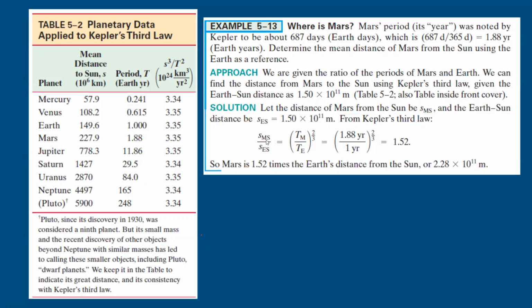Okay, so the ratio S of Mars over S of Earth, we can now get based on the period. 1.88 years for Mars, and for Earth it is 1 year, because Earth has 365 days. Then in your calculator, you take the ratio, squared, and then the cube root, or the exponent 2/3, and that's 1.52. So Mars is 1.52 times the Earth's distance from the sun, or 2.28 times 10^11.